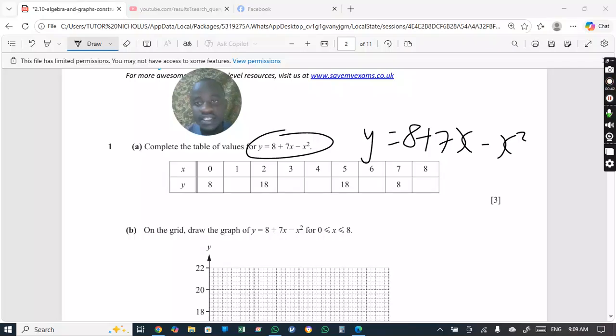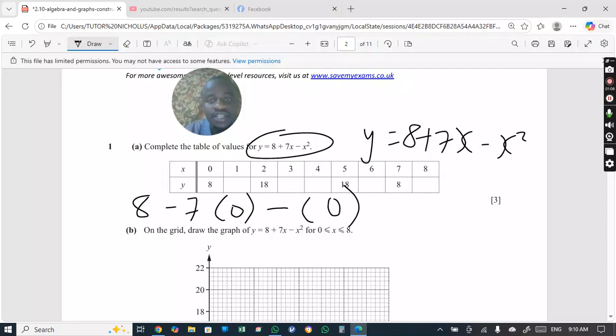For you to complete this table very easily without making any error, you should fill this in your calculator. You write 8 plus 7, you open the bracket. Because we have 0, you write 0, you close the bracket, then minus, you open the bracket, you write 0, then you write squared. Make it this way. If you do that, you'll get 8.